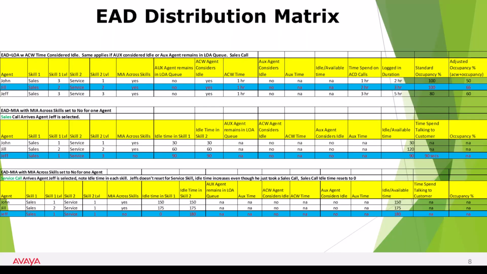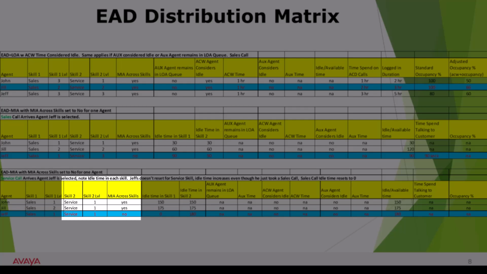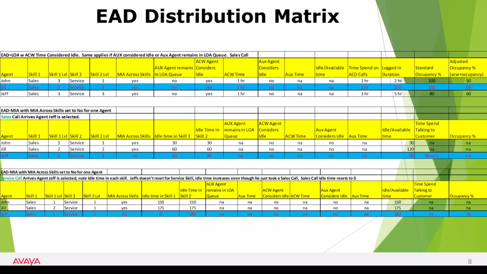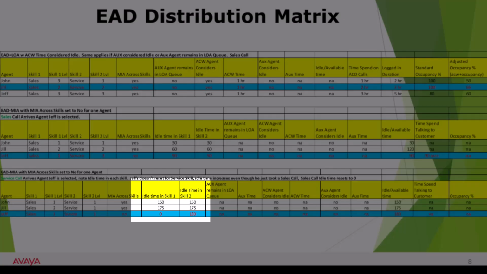Step further, now a service call comes in. Which one do I give it to? Which agent am I giving that to? So again, we're using skills base, so I need to look at that level for, in this case, skill number 2, because I'm actually pointing out that it's a service call coming in. Now I can see again that for the skill 1 or the sales queue Jeff's back at 0, but for idle time in skill 2, he's at 180 seconds now. And then I just compare.